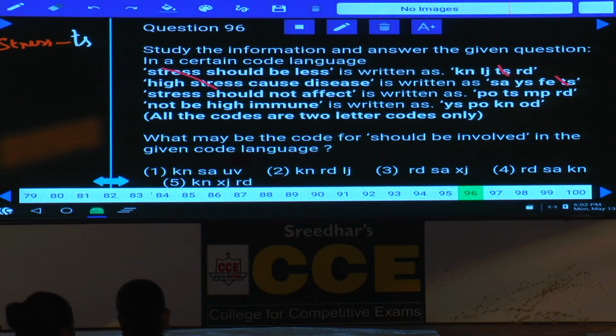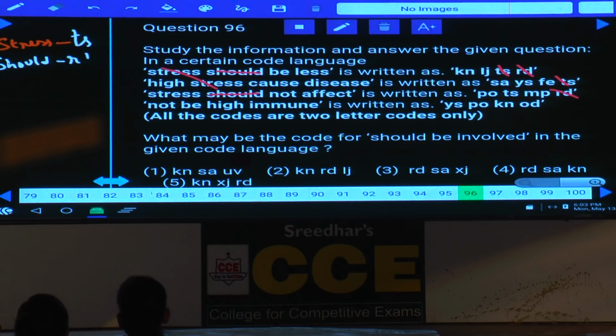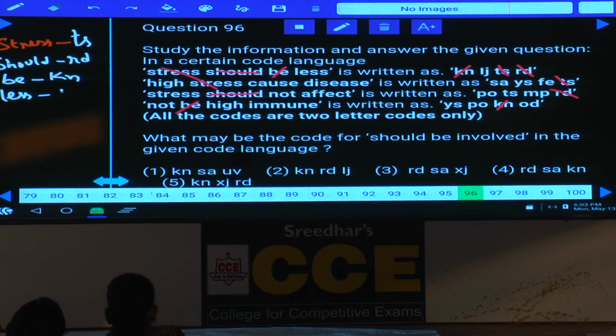Next, compare the first and the third. Should be less. Should is the only word common between these two. The code which is common is RD, and the code to the word should is RD. Then compare the first and the fourth: B and less. B is the word common between the first and the fourth, and the code common between these two is KN, so B is KN. Then in the first statement, the word left over is less, and the code left over is IJ. The code to the word less is IJ.